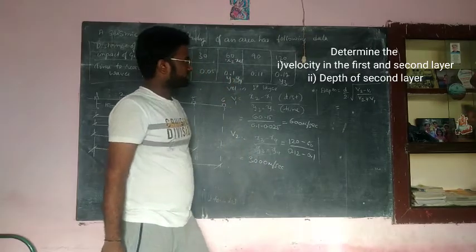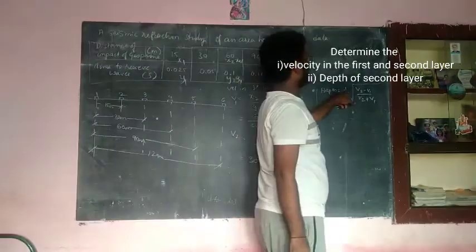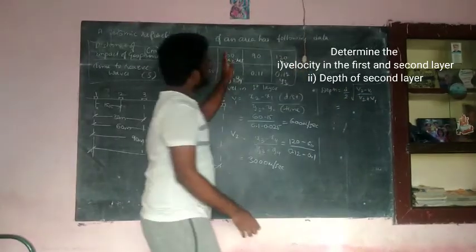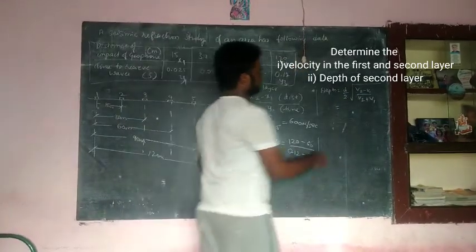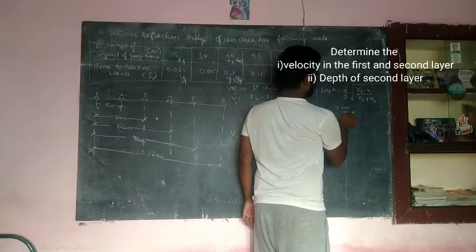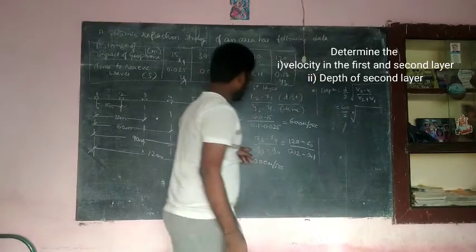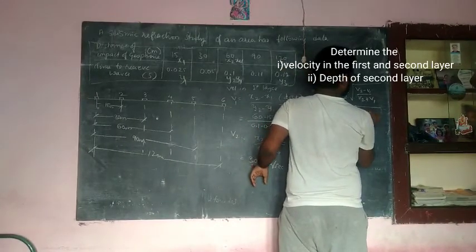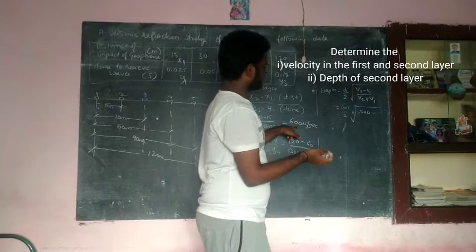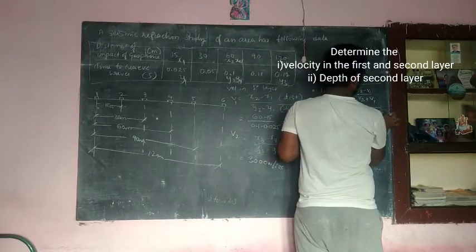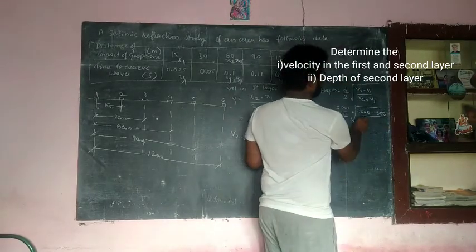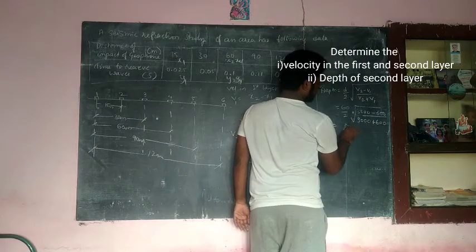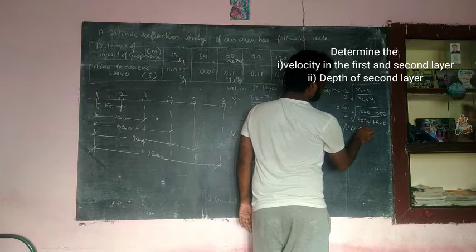After calculating this, we have one formula: depth is equal to d by 2 into the square root of (v2 minus v1) divided by (v2 plus v1). So what is the mid distance here? 60. 60 by 2 under root of, what is v2 here? That is the velocity in the second layer, 3000. 3000 minus v1, how much is it here? 600, divided by v2 plus v1, 3000 plus 600. The depth is 24.5 meter.